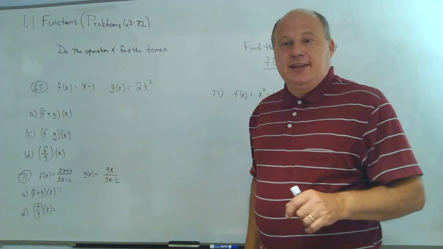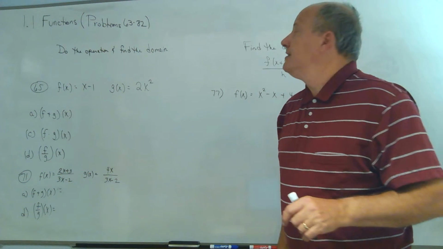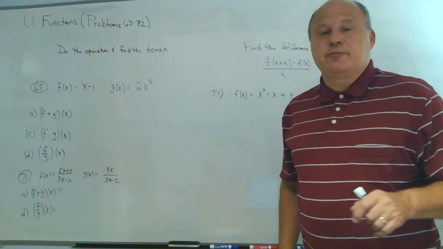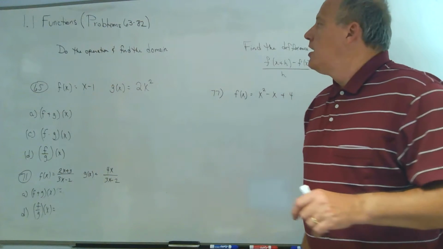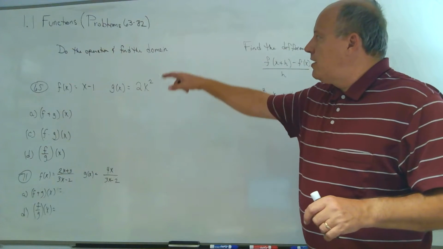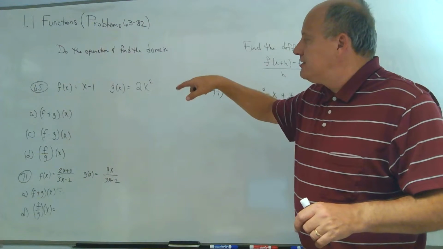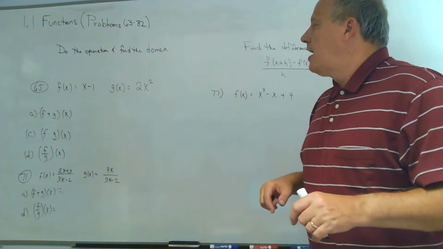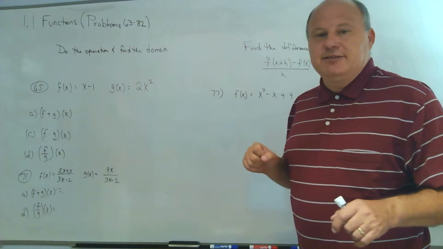Hello, this is our fifth video of six installments of 1.1 functions. This is going to cover problems 63 to 82. 65 and 71 have to do with finding the operations that they give you. Notice there's A, C, and D though. I'm not doing them all for you. I'm doing the addition, the multiplication, and the division.